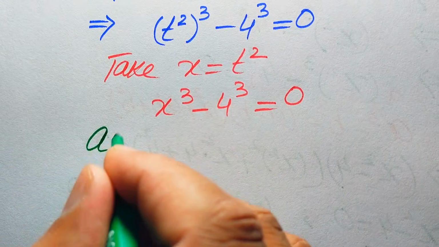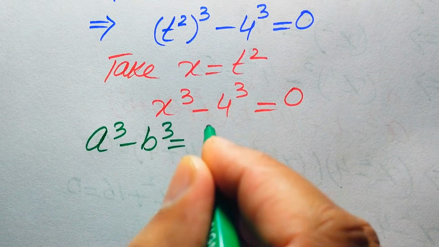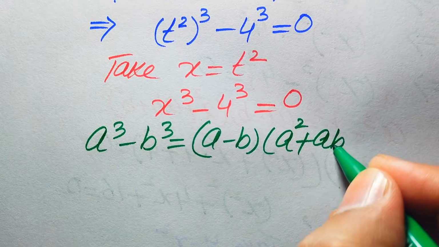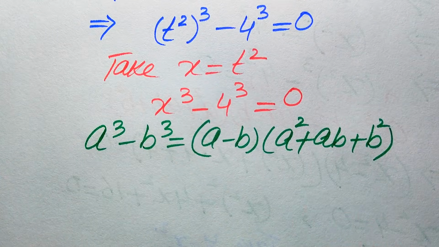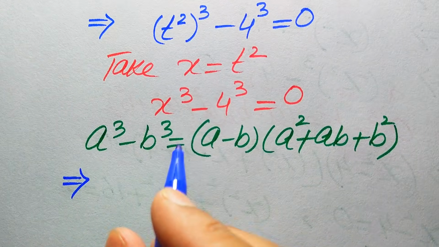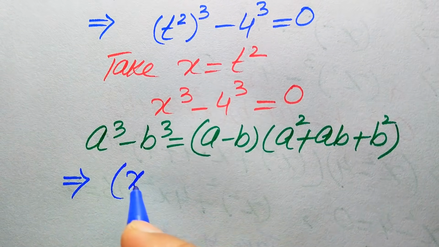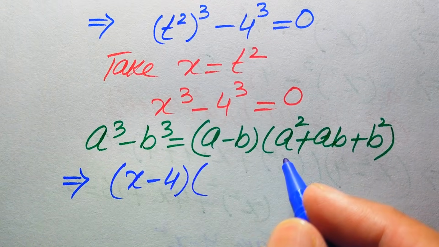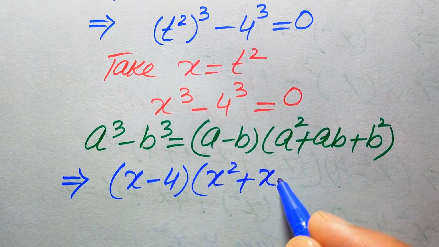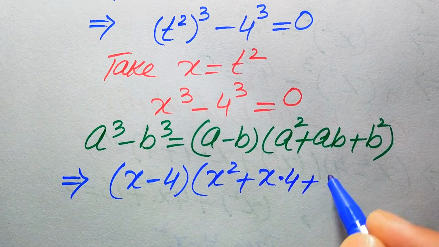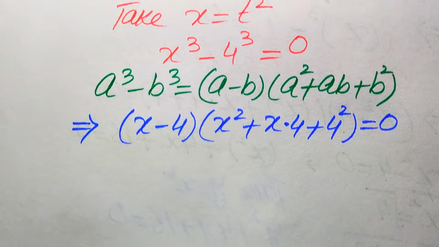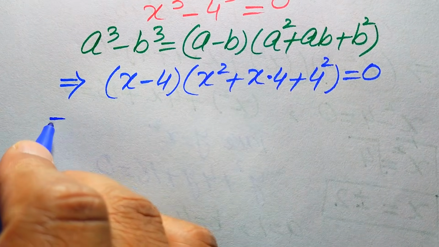You know about that. If we have a cubed minus b cubed is equal to a minus b times a squared plus ab plus b squared. According to this cubic formula, we write our above equation in this form. This is a minus b, the value of a is x, minus the value of b is 4, and this is a squared, the value of a is x squared, plus ab, the value of a is x and b is 4, plus b squared, so b is 4 squared, and this whole equation is equal to 0. And now in the next step, we divide this equation into two cases.